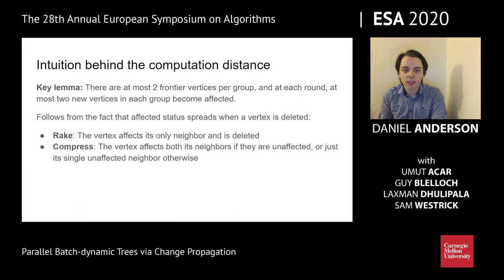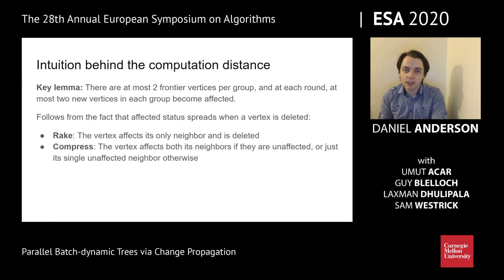We then have the following key lemma, which is what allows us to bound the number of affected vertices. Our lemma is that there are at most 2 frontier vertices per group, and at each round, at most 2 new vertices become affected and added to each group. And this simply follows from the fact that affected status can only spread when a vertex is deleted.